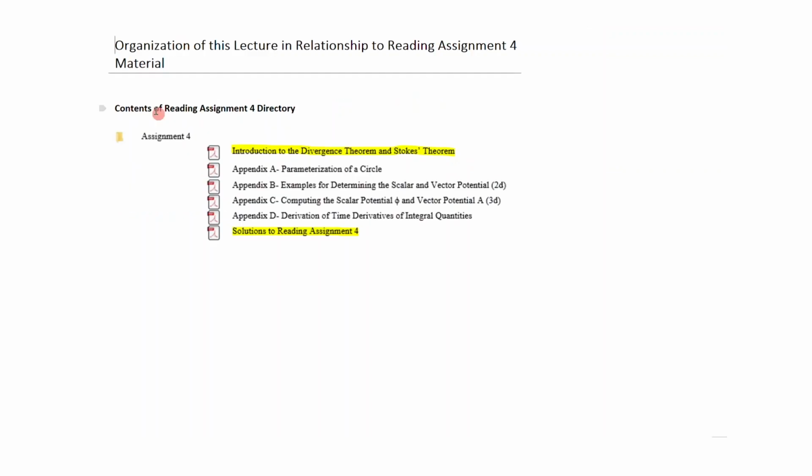All right, so here is just a general organization of this lecture in relationship to Reading Assignment 4. Now, I'm here referring to the enhanced version of Assignment 4, which includes appendices. These appendices do not appear in the case of Reading Assignment 4 short, but I've put this here just to show you what's shown. We do, however, make use of the solutions to Reading Assignment 4, and of course the main document, which is the Introduction to Divergence Theorem and Stokes Theorem. So this is basically the directory structure.